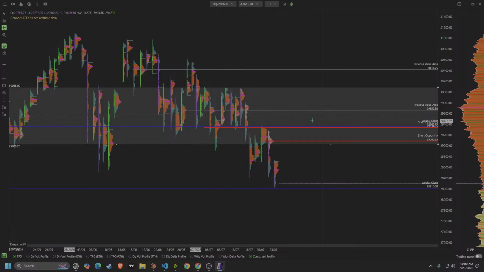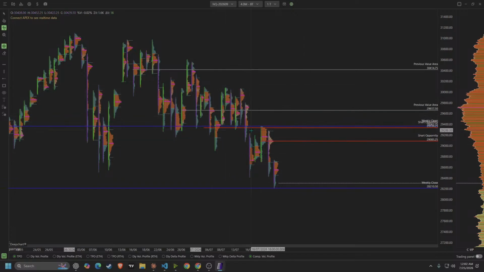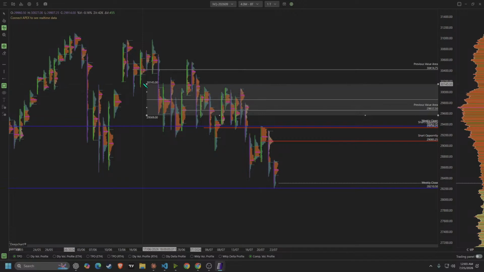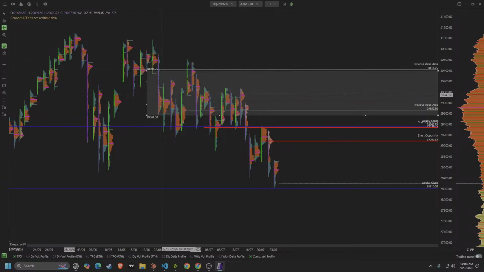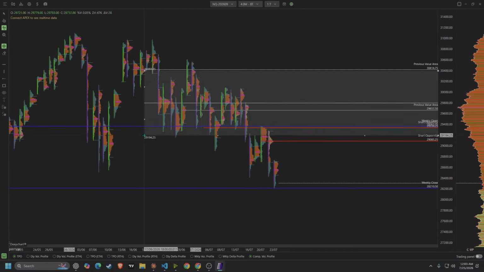And if I had to call a range of previous balance, it's going to be this whole range right here, right? Probably from this low to this high, actually to the value area high. I mean, like I said, it's subjective.